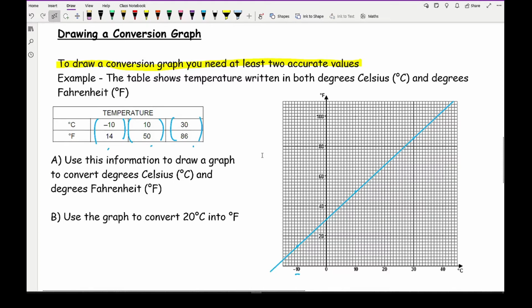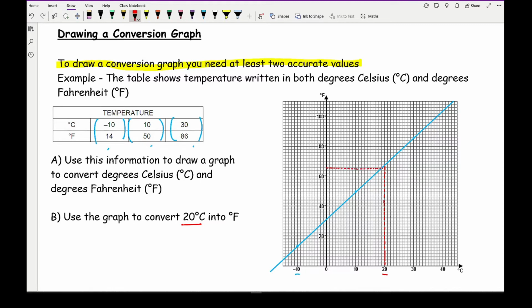So I've plotted my points. Now the question is asking me to use the graph to convert 20 degrees Celsius into Fahrenheit. So I've looked at 20 degrees, here I'm looking at this point here. I'm going to draw a vertical line going upwards from 20 degrees Celsius until it hits the line. And as soon as it hits the line, I'm then going to project across, giving me my value.